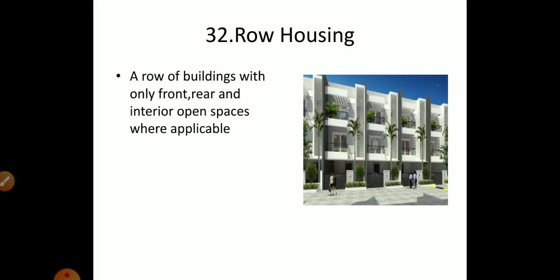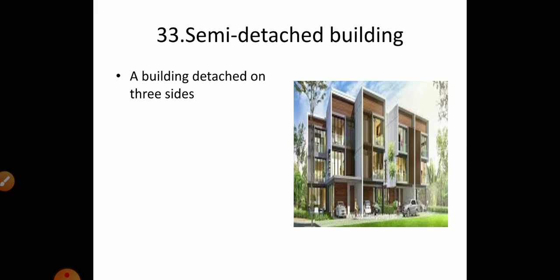The next part is row housing. So what is row housing? Row housing means a similar type of bungalow, similar type of building, and every unit is attached to the other. There is only one common wall between them. A row of buildings with only front, rear and interior open space where applicable is called row housing.